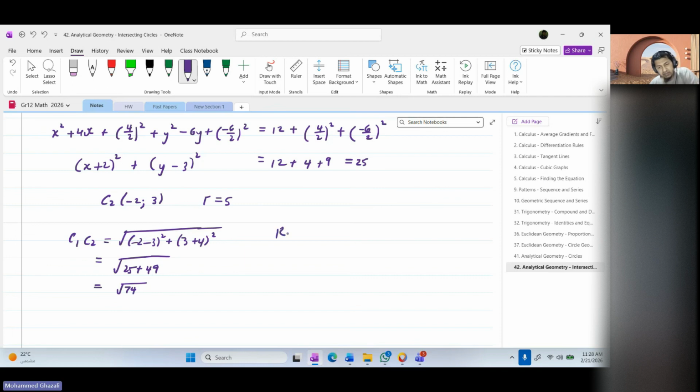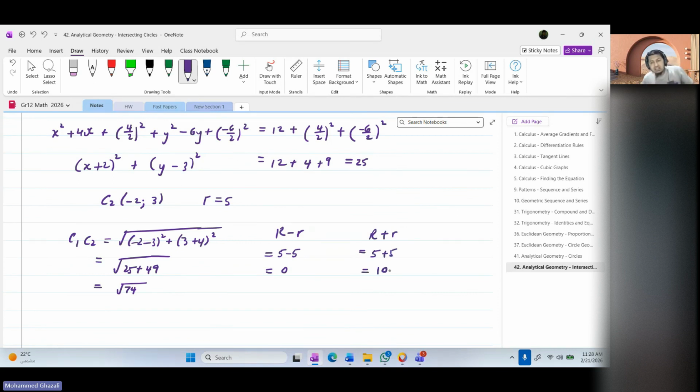And if I try to find R minus r, I will get 5 minus 5, because both the radii are the same, which is 0. And if I try to find R plus r, I'm going to get 5 plus 5, which is 10.